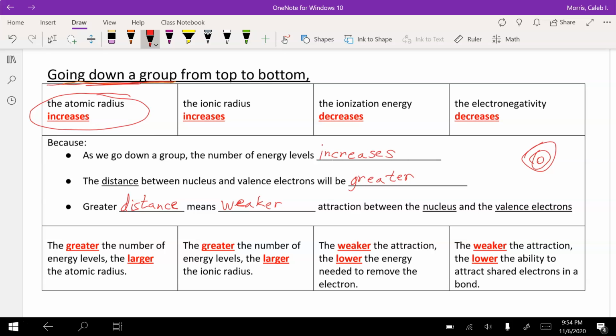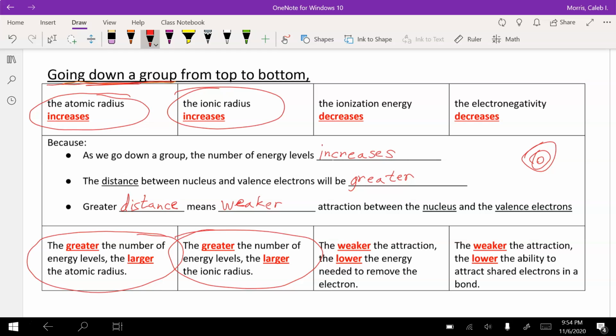So then we have our explanations down here that tell us exactly why each of these trends is what it is. The atomic radius increases as you go down. Why is that? Well, we've increased the number of energy levels. The greater number of energy levels, the larger the atomic radius. And that makes sense because we're getting more layers to our atom. The ionic radius also increases. Again, the greater the number of energy levels, the larger the ionic radius. So that kind of makes sense.